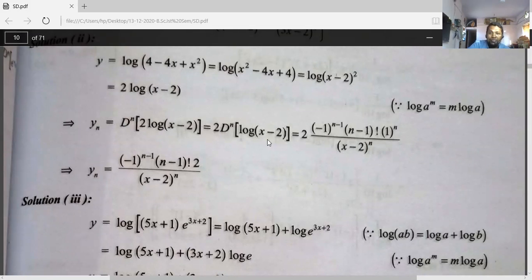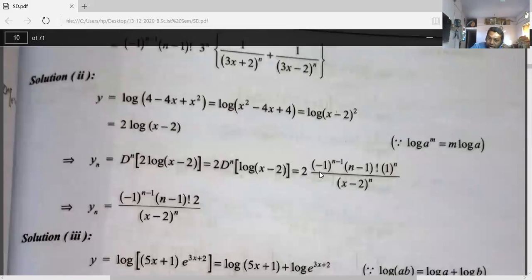So log x minus 2 means ax plus b; you have to compare this with log ax plus b. A is equal to 1, b is equal to minus 2, and the same formula you are applying here: minus 1 to the power n minus 1, n minus 1 factorial into, here a is equal to how much? Ax plus b you have to compare with x minus 2 equal to ax plus b. A is equal to 1, b is equal to minus 2. Now a to the power n, since a is equal to 1, means 1 to the power n, and the denominator is ax plus b to the power n. What is ax plus b here? x minus 2 is the same ax plus b, that we are writing to the power n.